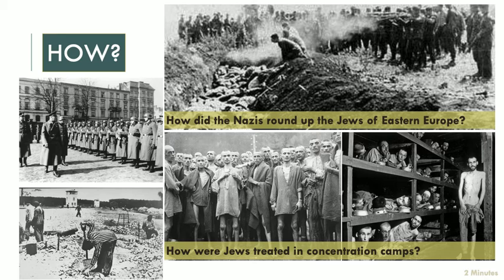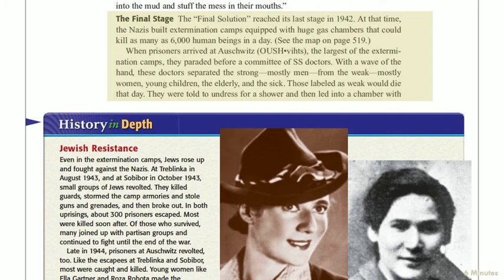And so the Nazis planned what they call the final solution, the final stage. And that happens in 1942. The final solution reached this last stage in 1942. At that time, the Nazis built extermination camps equipped with huge gas chambers that could kill as many as 6,000 human beings in a day.